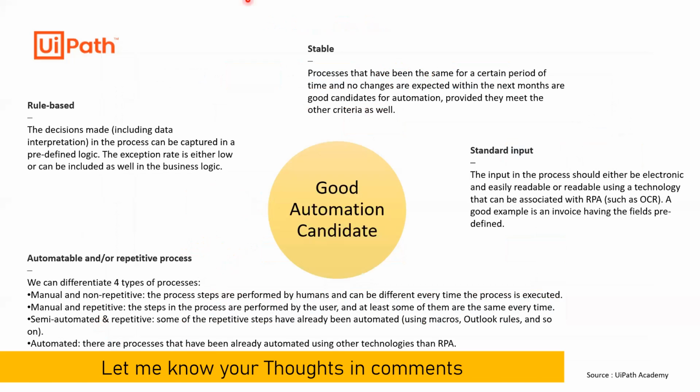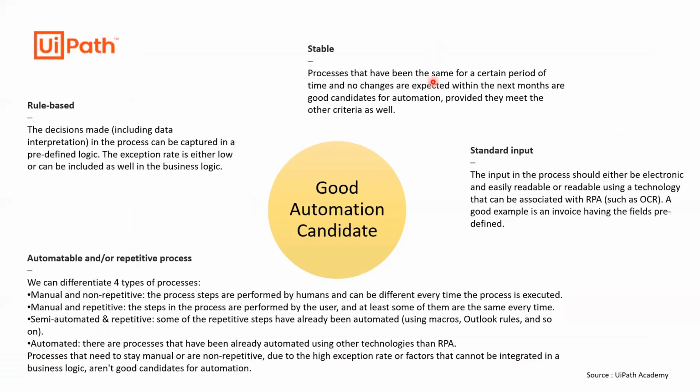What do you think? If it is going to change, means we need to make... The first one you said, stable process, right? But it does not mean that the process has to be stable. It means that it can change, but at least for some time, it should not change, right? So if you read this, it says a process that has been there for a certain period of time and no changes are expected within the next months, right? 2, 3, 4 months. These are the good candidates.